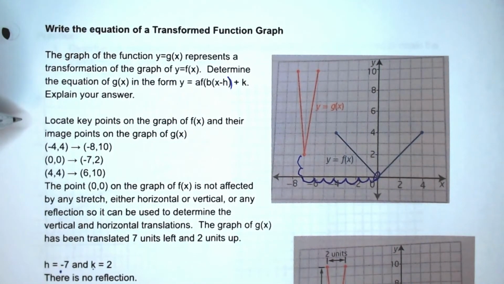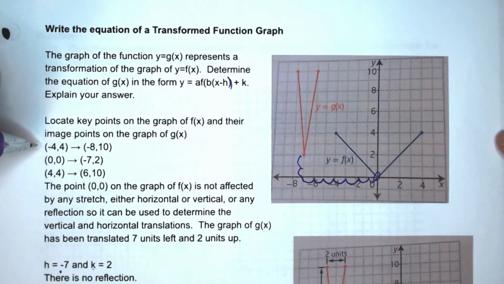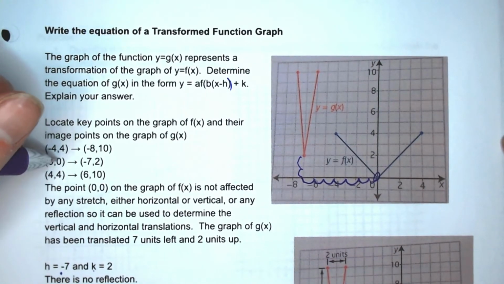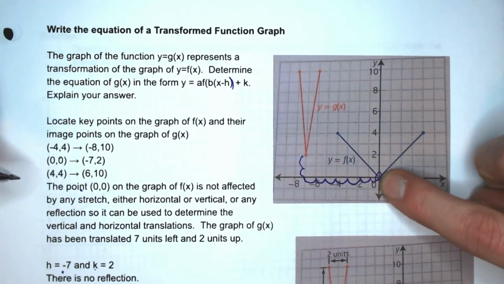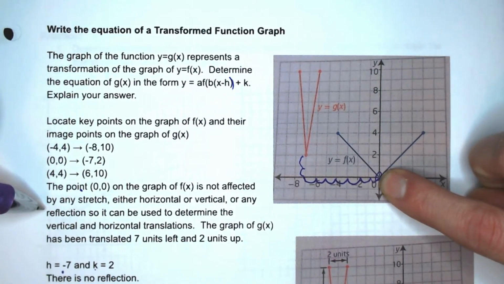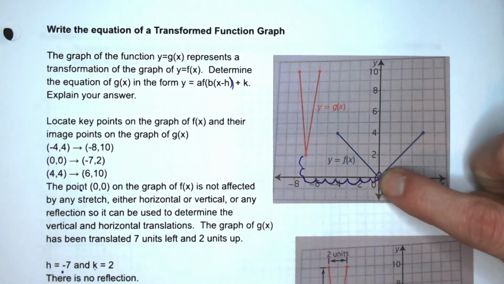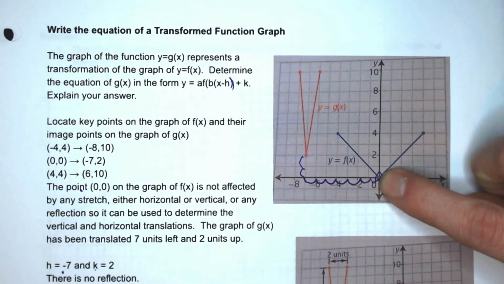And to do that, what we can do is look at some key points on our original graph. So on our original graph, we have -4, 4, 0, 0, and 4, 4. Now the point 0, 0 in the graph is not affected by any stretch, horizontal or vertical. Okay, so a and b values don't matter, and that makes it a really good point to look at because we know that the only thing that can happen is it moving up or down.